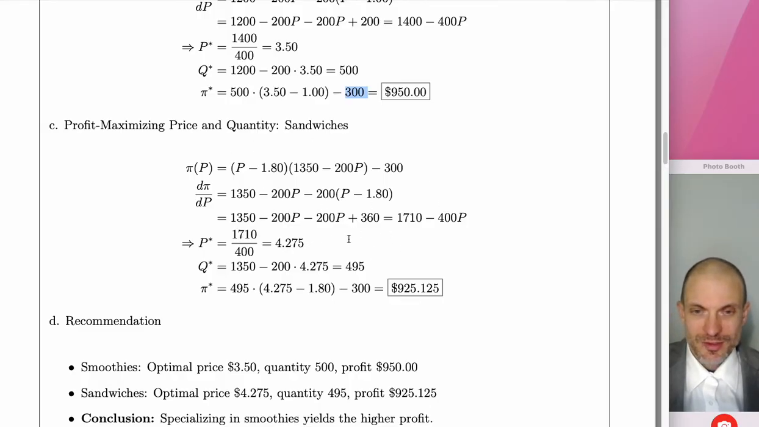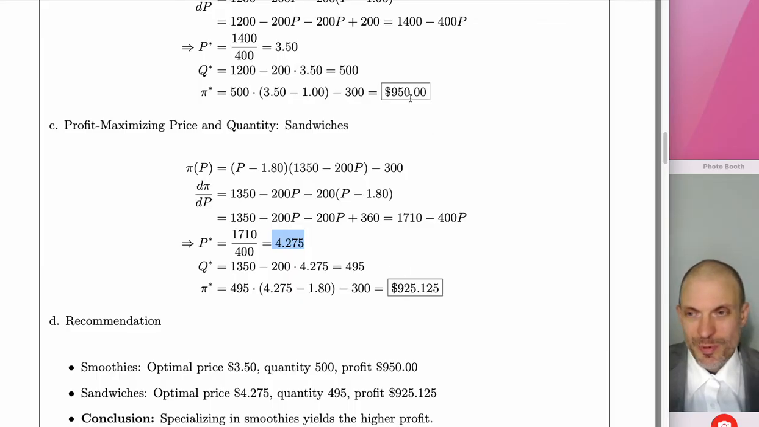Distribute everything, and then solving our first order condition, you'll get 4.275, right? You could round that to 4.28. That didn't matter. Generally speaking, it's best not to round too early. Also, usually I want you to work with fractions. This is a horrible fraction, so you didn't need to work with that one. But in any case, you'll calculate a quantity of about 495, or a little bit less or more, depending on if you rounded this. That was fine. And then you'll calculate profits. It's going to be 925.